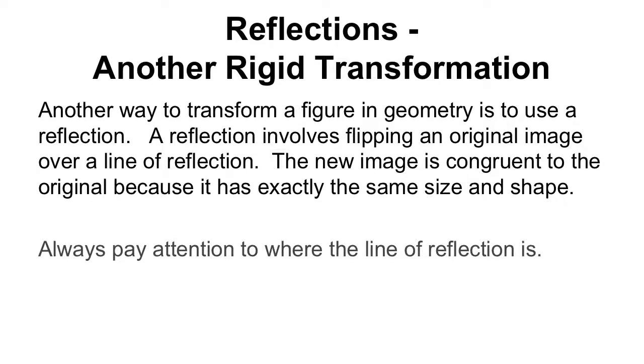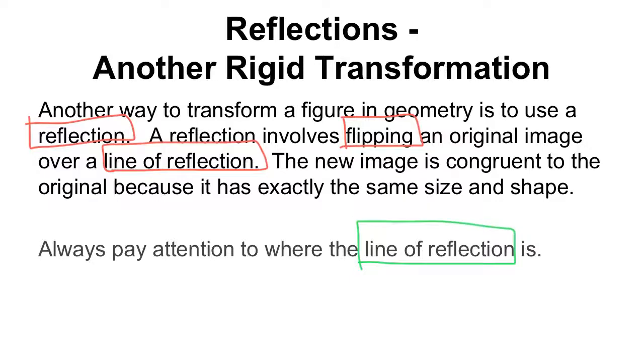Another way to transform a figure is to use a reflection. A reflection involves flipping. When you were a little person, you probably heard flip instead of reflection. It flips an original image over a line of reflection. The new image is congruent to the original because it has exactly the same size and shape. And you always have to pay attention to where our line of reflection is.